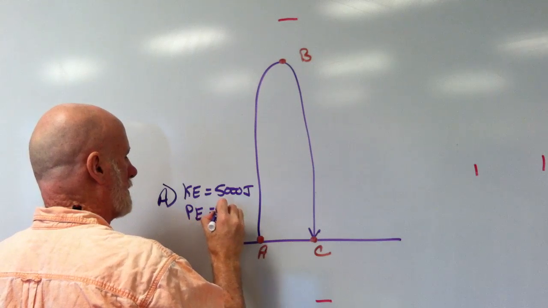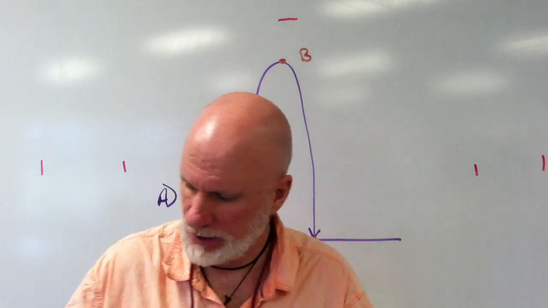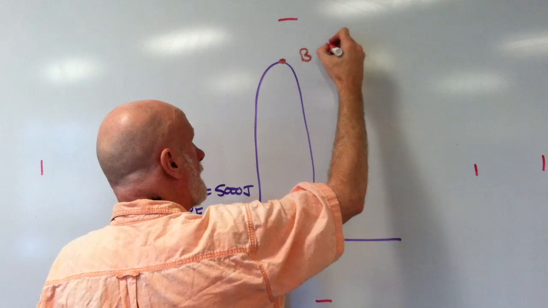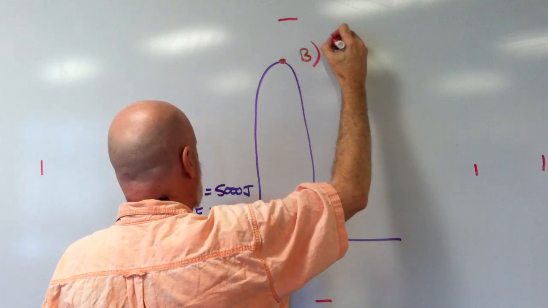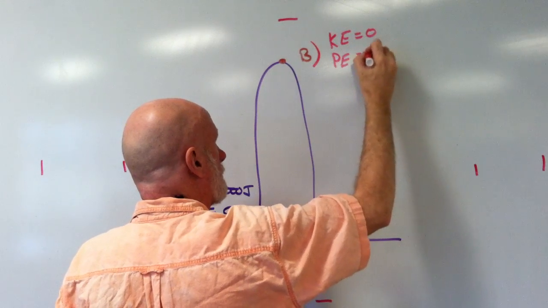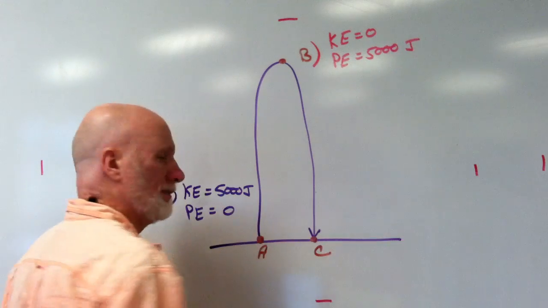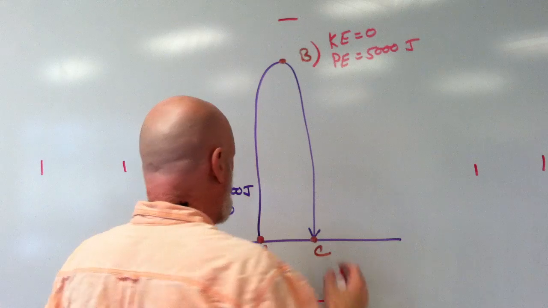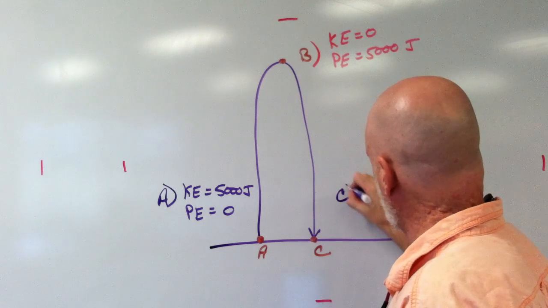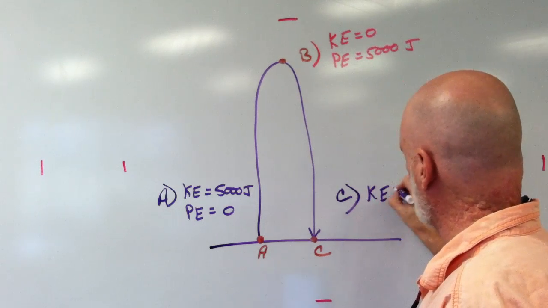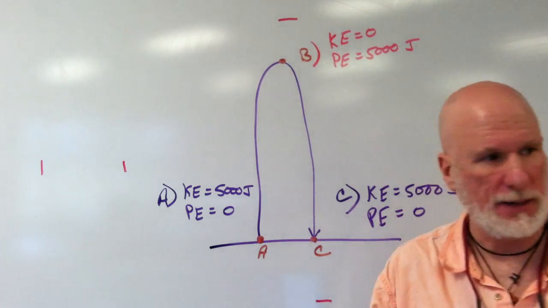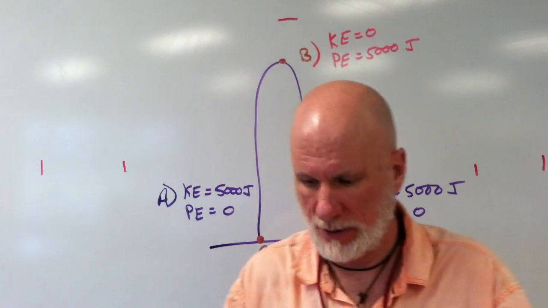The potential energy equals 0. Okay? Is that good? You with me? Yes. Okay, now, up here, I'll say the potential energy, the kinetic energy equals 0, the potential energy equals 5,000. Correct? Yes. Easy? All right, now, down here, I'll say C, I'll say kinetic energy equals 5,000 joules, potential energy equals 0. All right? Easy? Yes? All right, now.